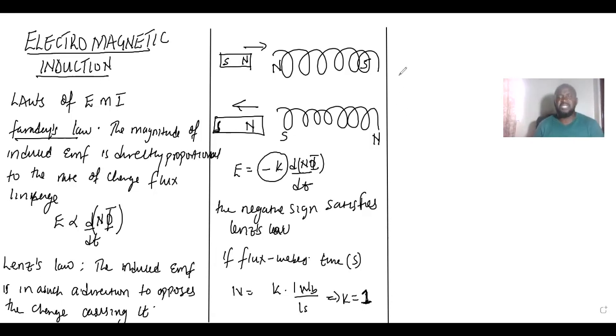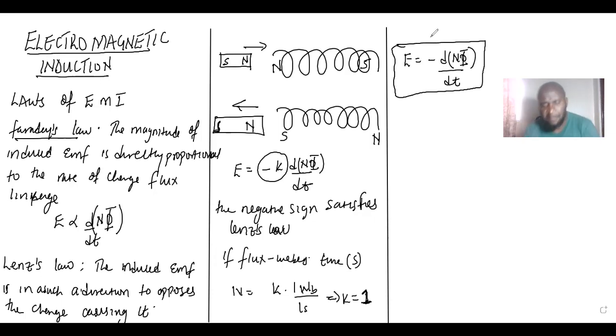And with that, it means that the EMF induced is always given by negative dNψ/dt, as our mathematical expression for the EMF that has been induced as a result of a changing magnetic flux. And this equation is what they call the Faraday-Neumann equation.